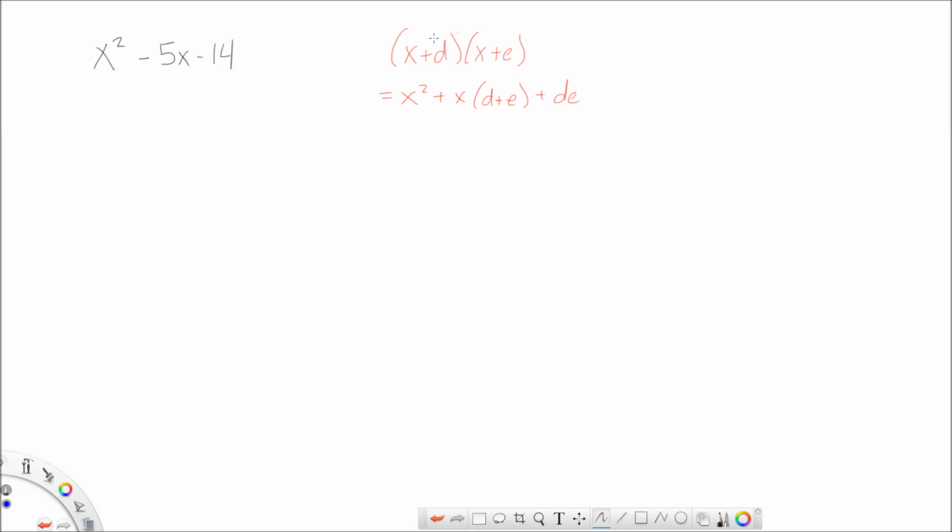Well, we know we're going to find a d and an e, and those are going to multiply together to give de. So the only way two numbers can multiply to give a negative is that one of them has to be negative and one of them has to be positive. Alright, so we need one negative and one positive.